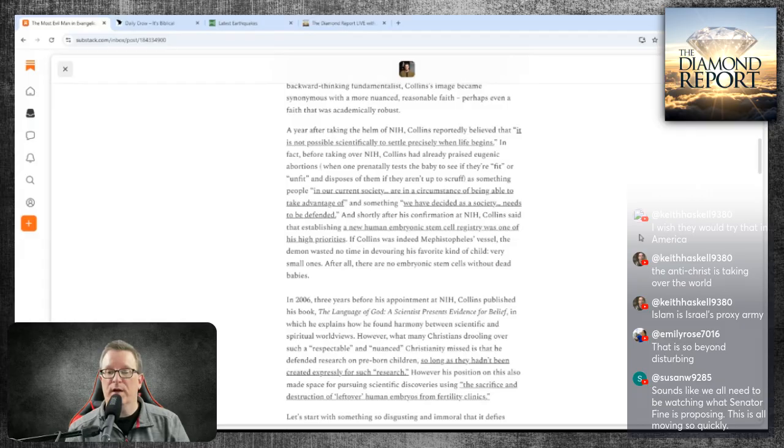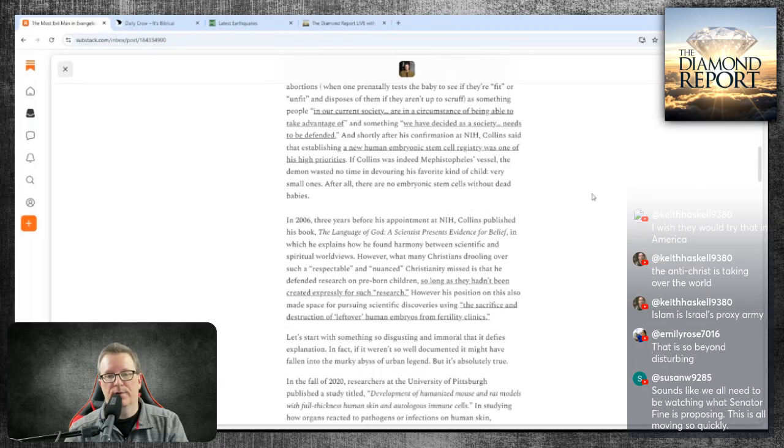And shortly after his confirmation at the NIH, Collins said that establishing a new human embryonic stem cell registry was one of his highest priorities. If Collins was indeed Mephistopheles' vessel, the demon wasted no time in devouring his favorite kind of child. Very small ones. After all, there are no embryonic stem cells without dead babies.